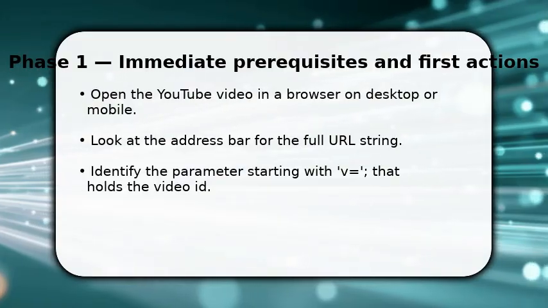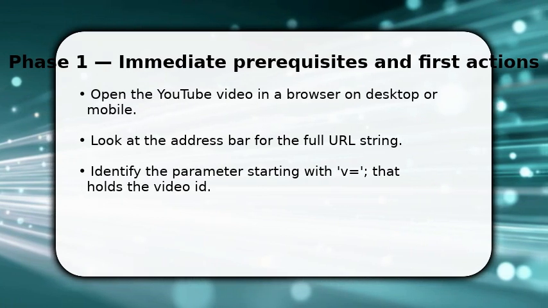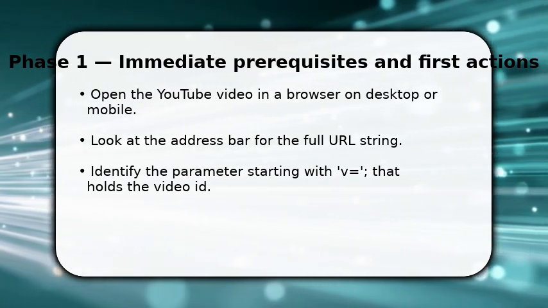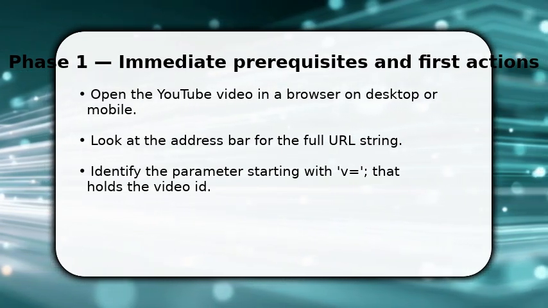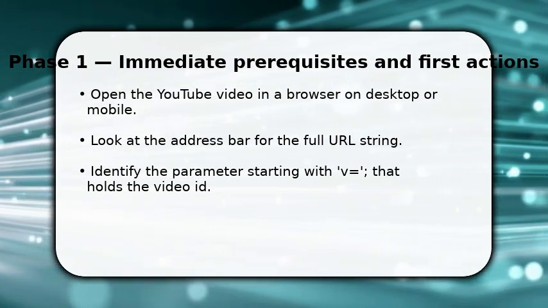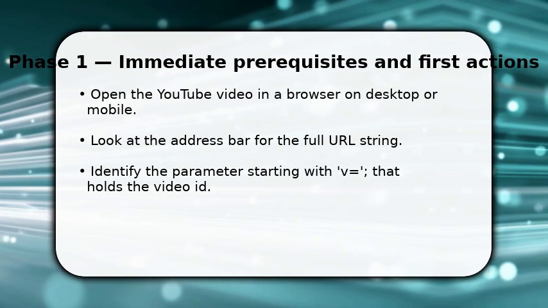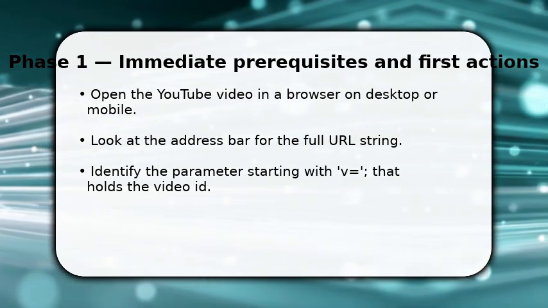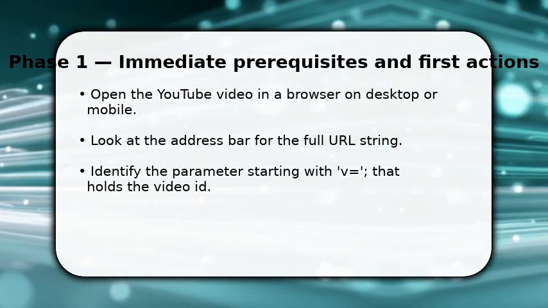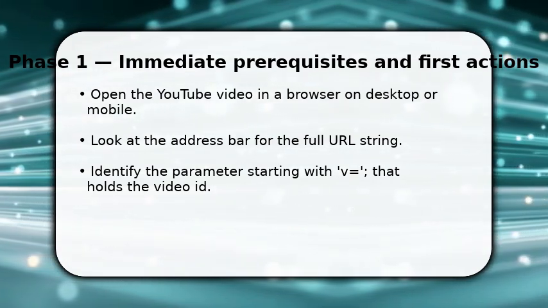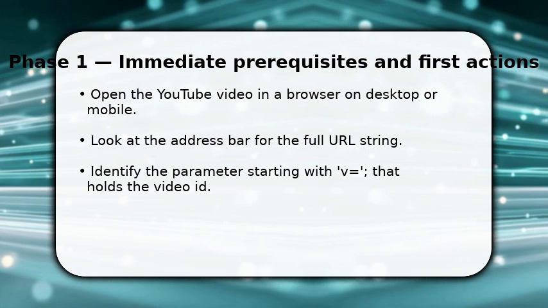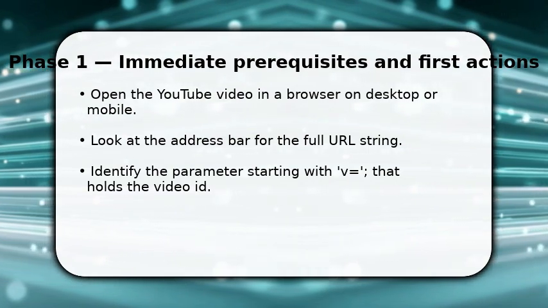Open the YouTube video and focus on the address bar now. You need the exact identifier. Once the page is loaded, scan the URL for the parameter that begins with v equals. That is the core. Make sure to include every character after v equals up to the next symbol like an ampersand or a space. If the URL is shortened, expand it using the browser's copy and paste into a plain text field so you can see the full string clearly.